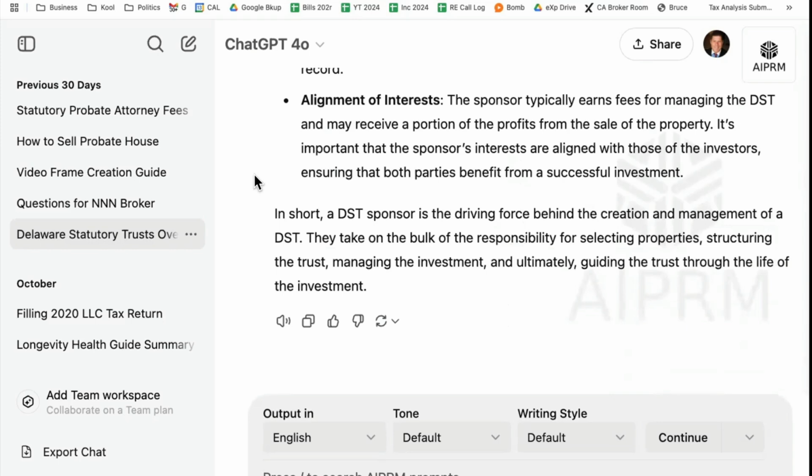In short, a DST sponsor is the driving force behind the creation and management of a DST. They take on the responsibility for selecting properties, structuring the trust, managing the investment, and ultimately guiding the trust through the life of the investment. Okay, so that is an overview of a DST investment property from ChatGPT.